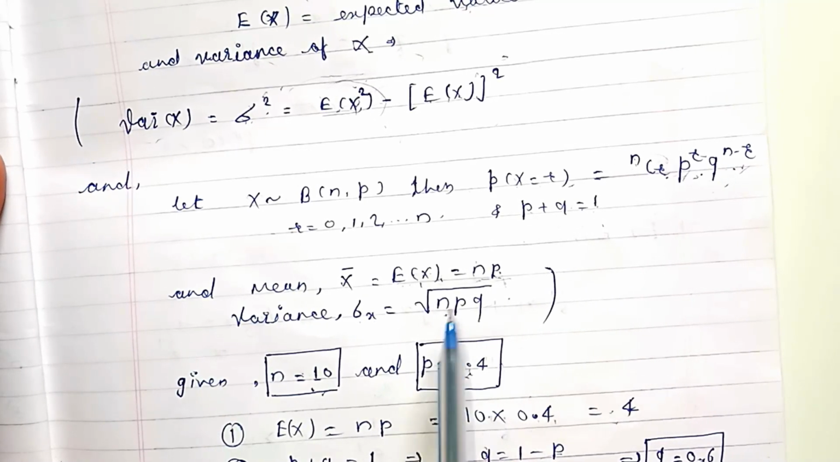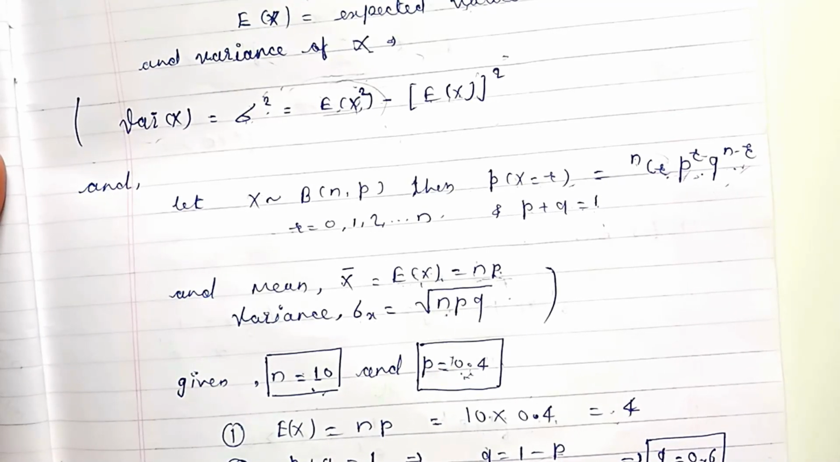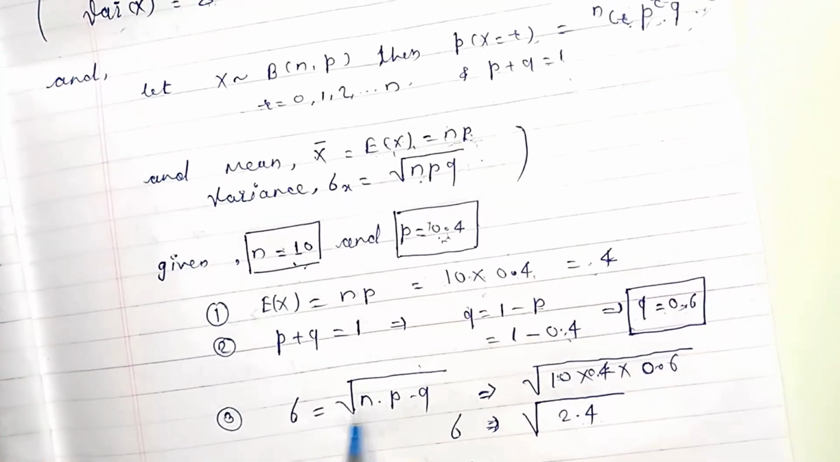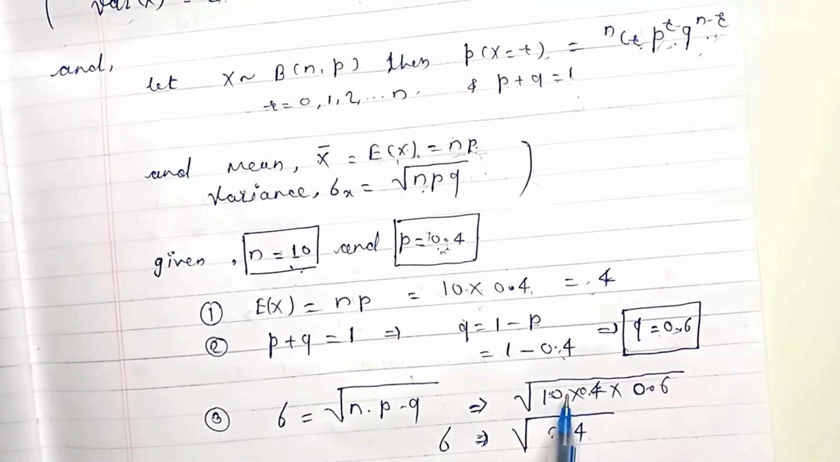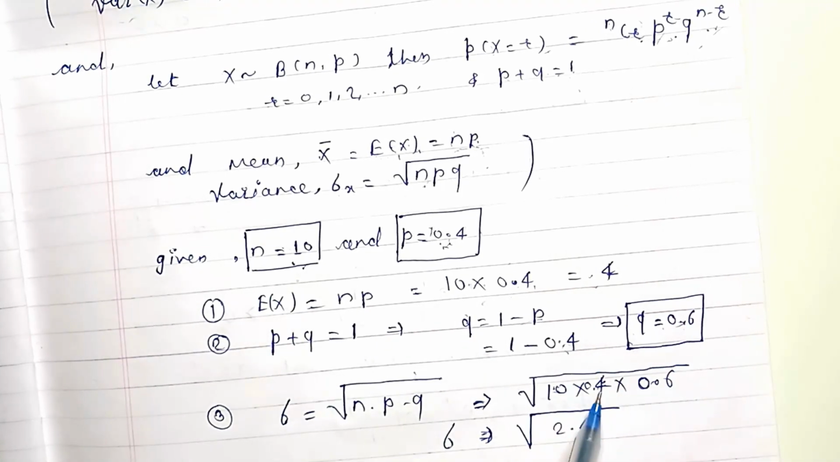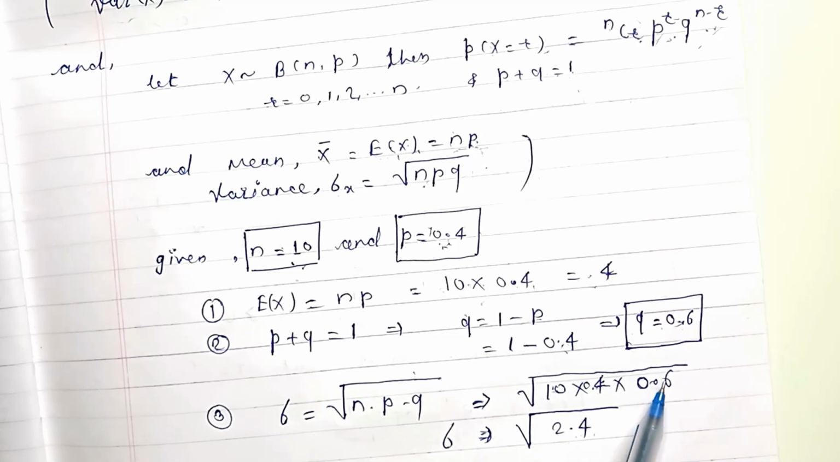And why do we want q? Because sigma can be represented as the square root of npq. Okay, so let's find the value for sigma here. Sigma can be written as the square root of npq. So n is 10, we are given n already. p is 0.4, q is 0.6. We recently found the value for q here, 0.6.